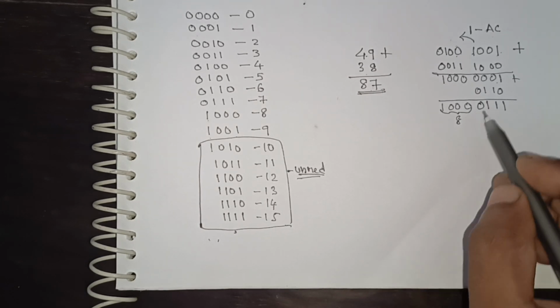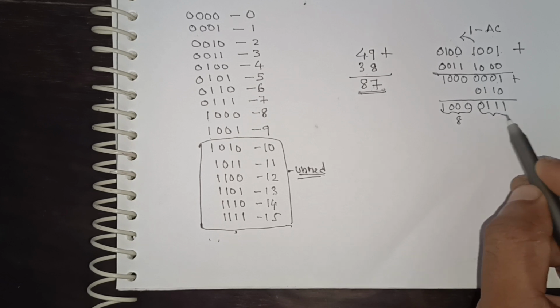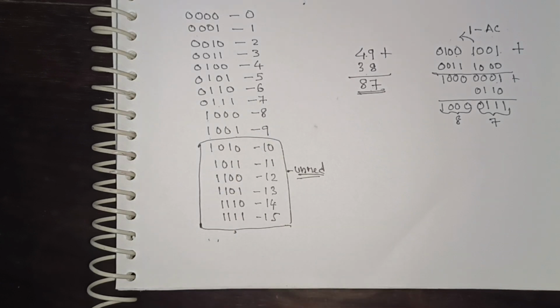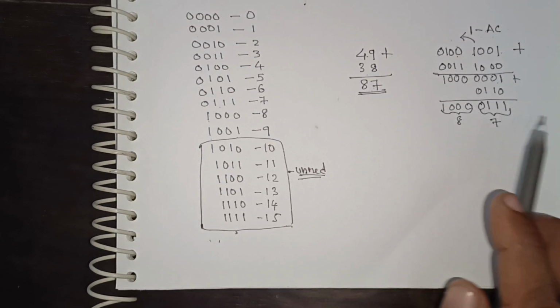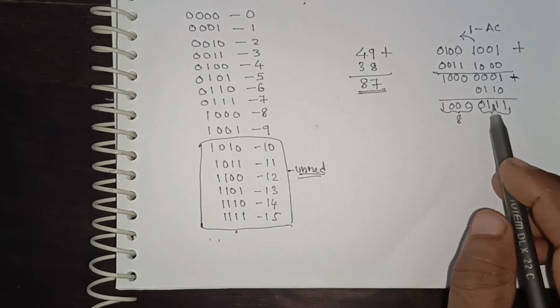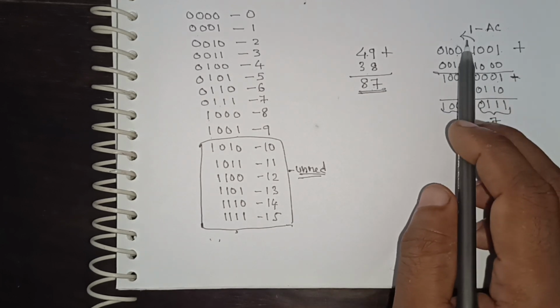This is 8 and this is 7. Here you see the representation of 7. So now our result is correct. For this correcting factor, we are adding 6. So this is the use of auxiliary carry.